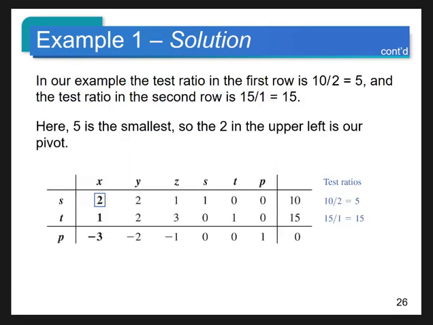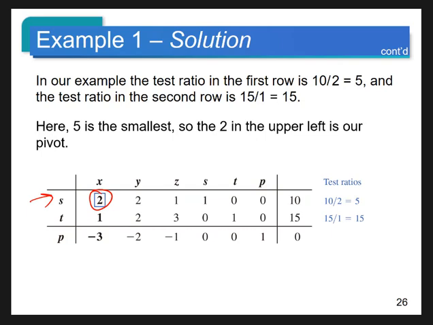So in this table here, 10 divided by 2 gives us 5. 15 divided by 1 gives us 15. So we're going to use the smallest one, the 2. That is our pivot. It's in the pivot column, because that was the first column with a negative value down here, and it's the one that had the smallest test ratio. Now the pivot has to be positive, so that rules out using the -3. We can't use that. We couldn't use a 0 either.